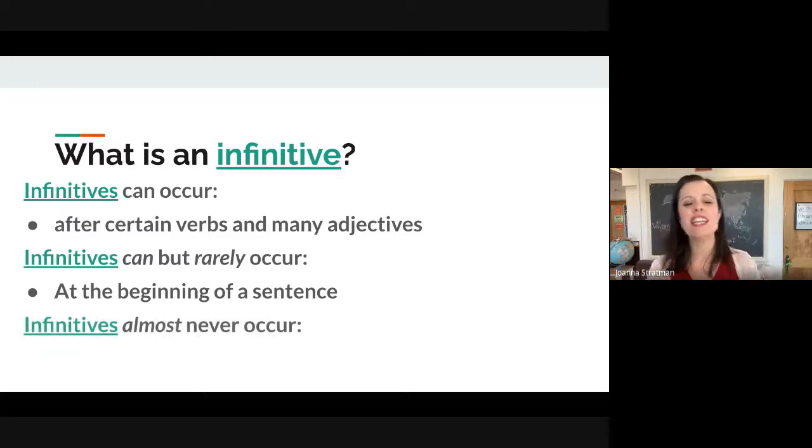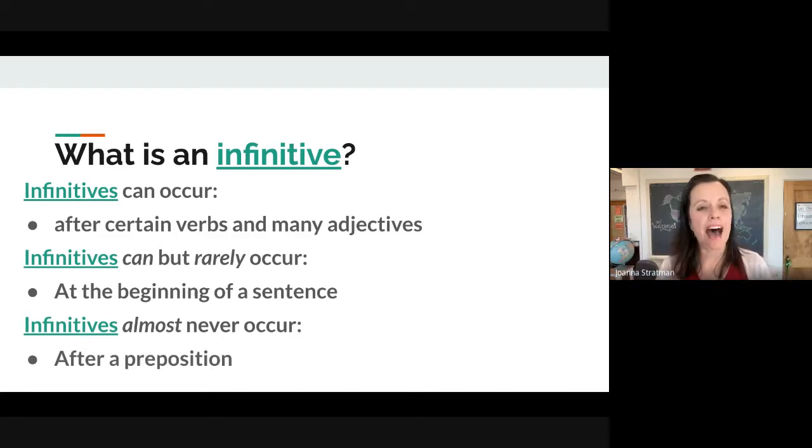Finally, infinitives almost never occur after a preposition. So if you have a word like for, you probably will not include an infinitive. Again, there are some exceptions, usually the word but. However, it's also not very common. It almost never happens.